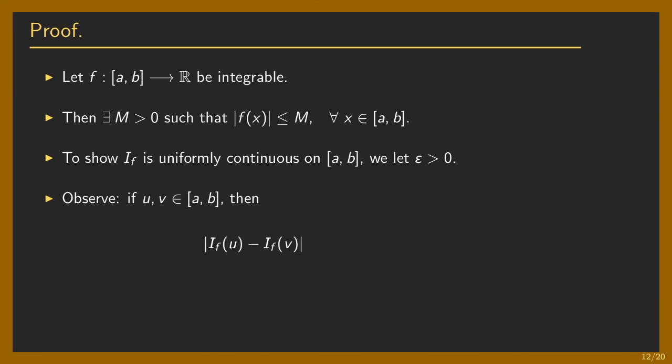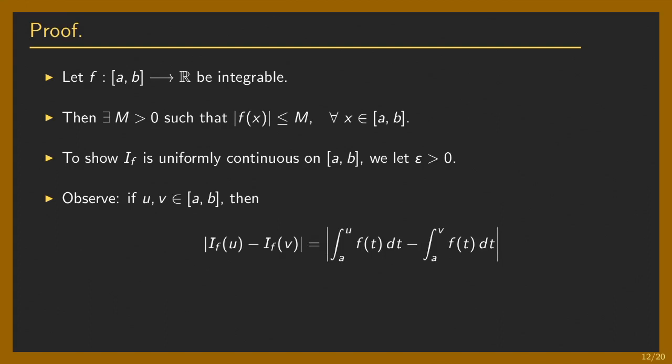So how do we get a delta? First, observe that if you pick any two numbers, u and v, in the interval a, b, then if we do IF of u minus IF of v, because remember, ito yung plano natin gawing less than epsilon, no? Ano kaya yung delta? Anyway, let's compute. By definition, ito yung definition ng IF.